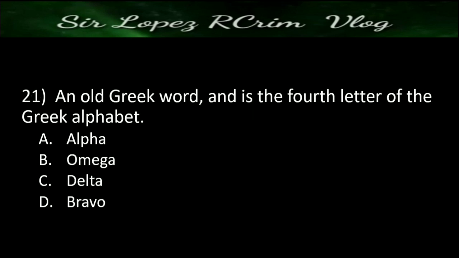21. An old Greek word N is the fourth letter of the Greek alphabet. Letter A, alpha. Letter B, omega. Letter C, delta. Or letter D, bravo.